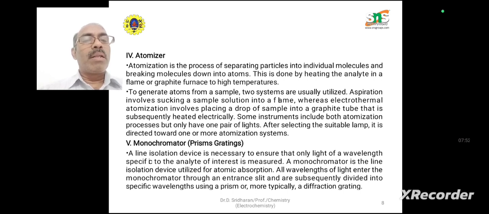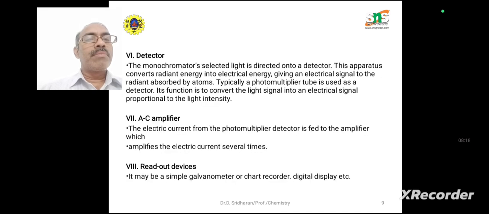Then the monochromator, with prisms and gratings. A line isolation device is necessary to ensure that only light of a wavelength specific to the analyte of interest is measured. A monochromator is a line isolation device utilized for atomic absorption. And then followed by the detector. The monochromator-selected light is directed onto a detector.